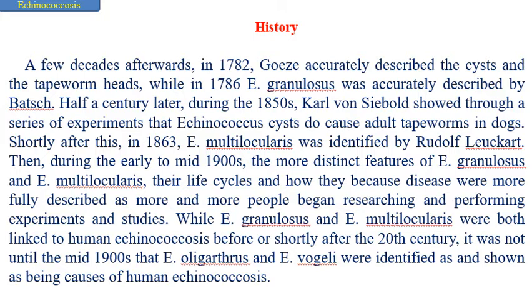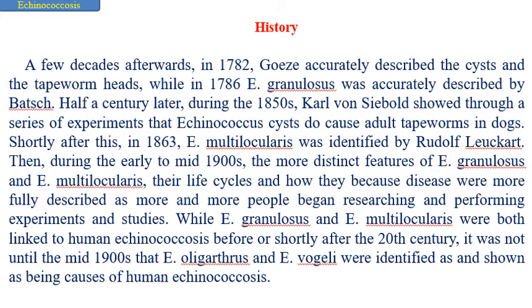Then, during the early to mid-19th century, the more distinct features of Echinococcus granulosus and Echinococcus multilocularis, their life cycles, and how they cause disease were more fully described, as more and more people began researching and performing experiments and studies. Echinococcus granulosus and Echinococcus multilocularis were both linked to human echinococcosis shortly before the 20th century. It was not until the mid-20th century that Echinococcus oligarthrus and Echinococcus vogeli were identified as causes of human echinococcosis.